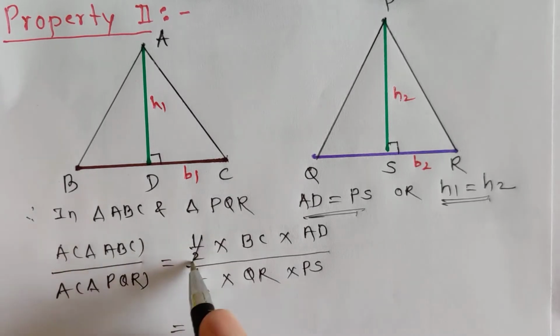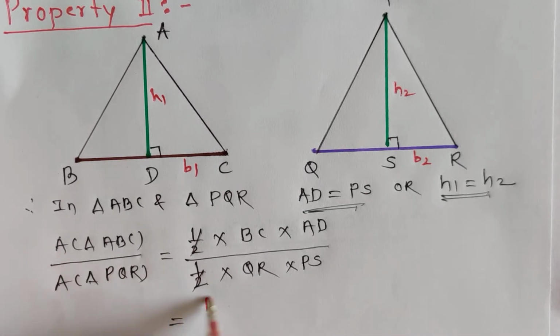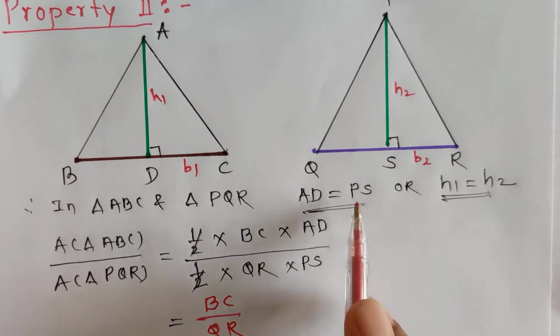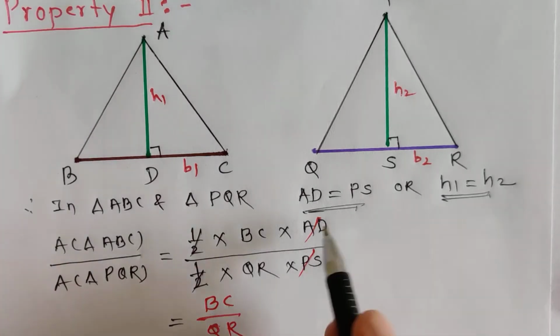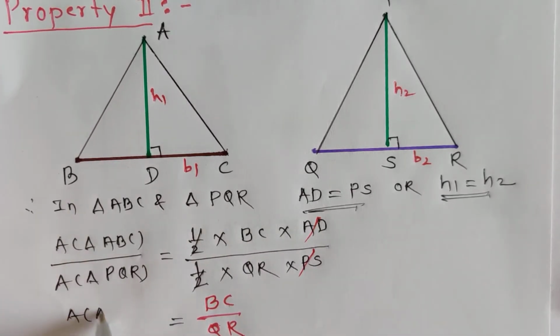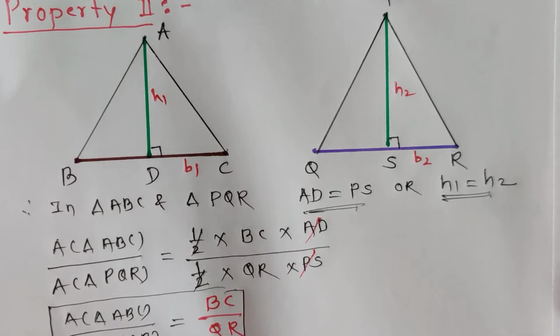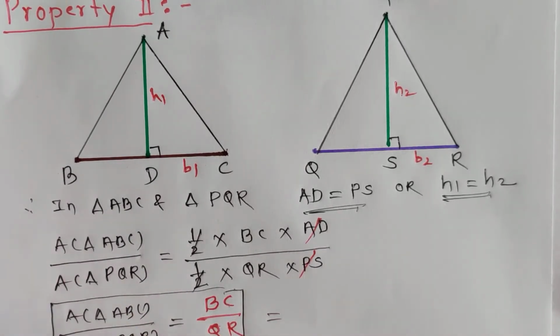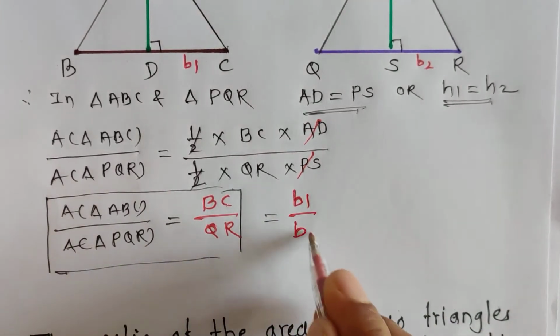Now simplify. This half gets cancelled. So we get BC upon QR, because AD and PS are equal, so they get cancelled. Their heights are equal, therefore heights also get cancelled. So we get area of triangle ABC upon area of triangle PQR is equal to BC upon QR. This BC upon QR is nothing but the ratio of their bases, B1 upon B2.